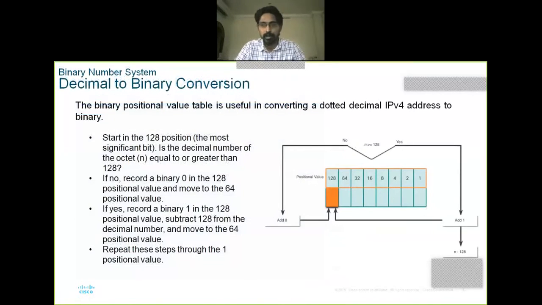So, decimal to binary conversion. It is a reverse process. So observe. First take the position values 1, 2, 4, 8, 16, 32, 64 and 128.